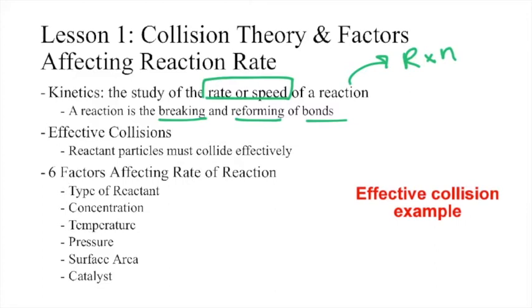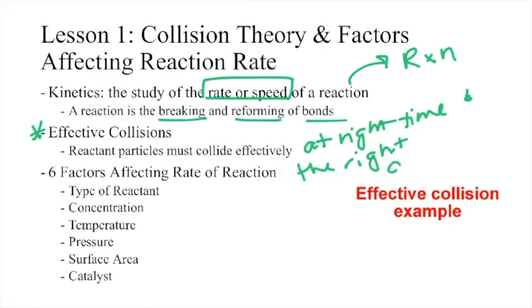In order for these reactions to occur and take place, we must have effective collisions. An effective collision is the way in which reactant particles collide. We have to collide at the right time, and the right orientation, with the right energy.